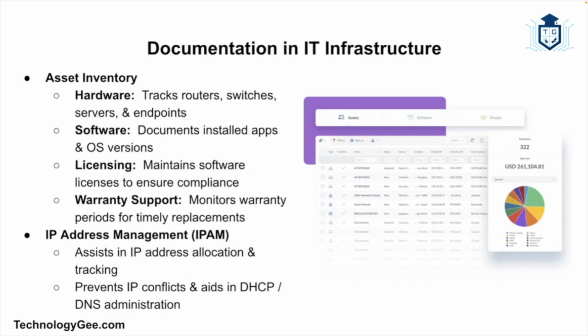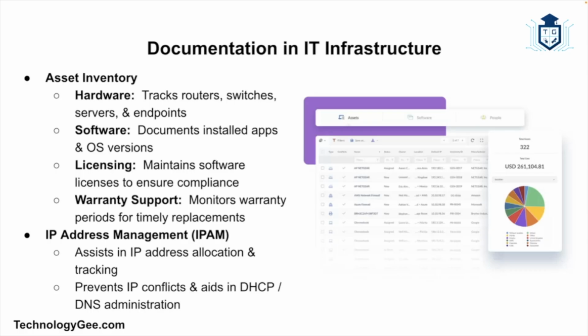Next, we have what is called an asset inventory. So tracking network assets, this helps organizations manage resources effectively. And an asset inventory includes hardware, which is used for cataloging network devices, such as routers, switches, servers, and endpoints. You got software that's used for maintaining records of installed applications and operating systems. You got licensing. This is where you keep track of software licenses to ensure compliance and avoid legal repercussions. And then you have warranty support. This is for monitoring warranty and support agreements to schedule timely hardware replacements.